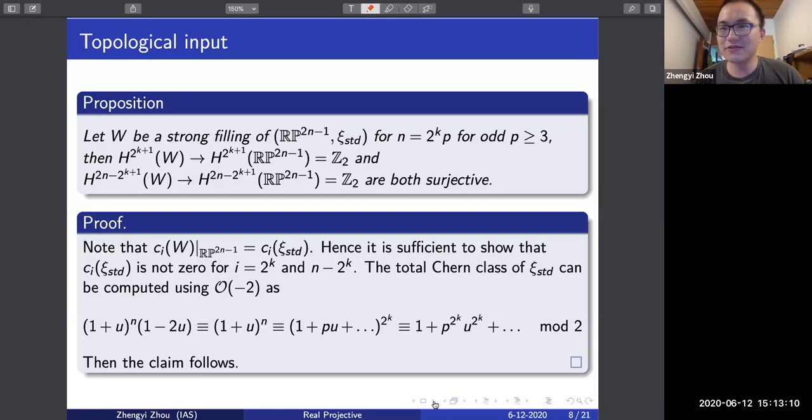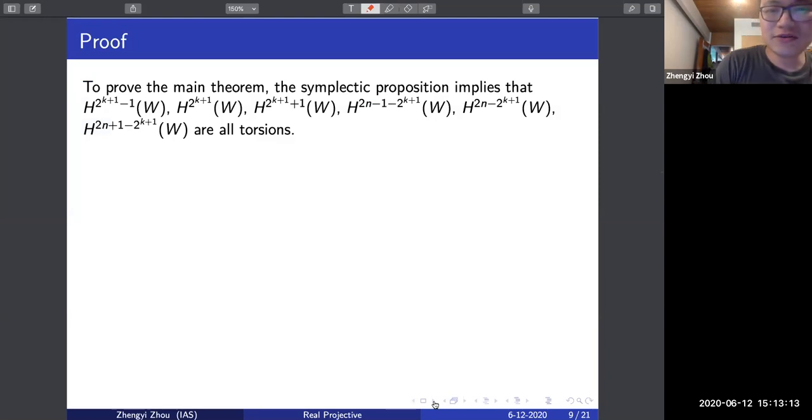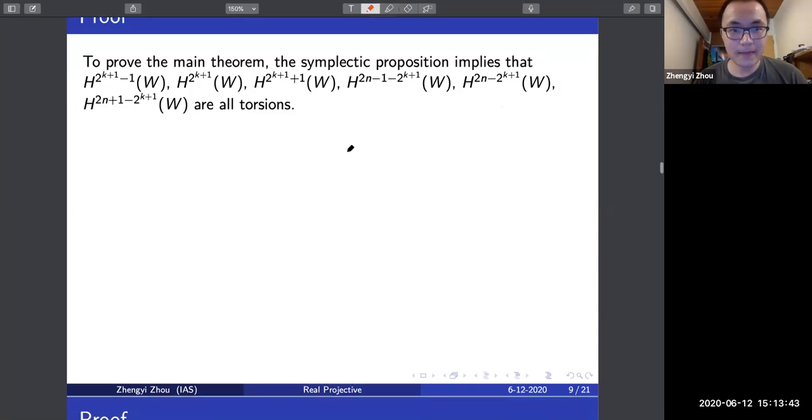Okay, so now we have everything to prove the main theorem. To prove the main theorem, first we note that from the symplectic proposition, if we have an exact filling, then all these 6 integral cohomology groups are torsion. And these are centered around the surjective cohomology we mentioned in the topological proposition, this H^{2^k+1} and the symmetrical one. The reason is the free rank is supported in either degree 0 or the middle degree, which is very far away from these two. So they are all torsion.